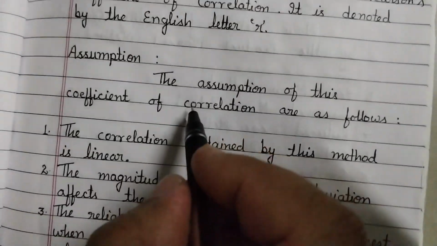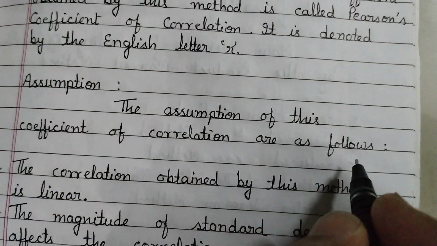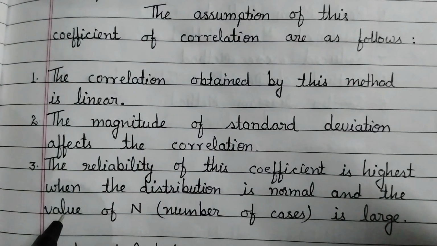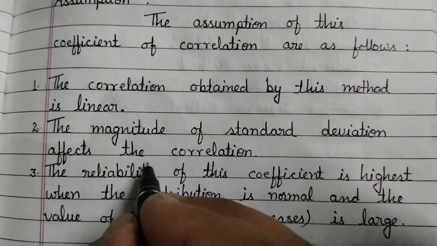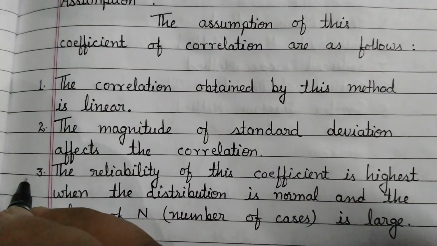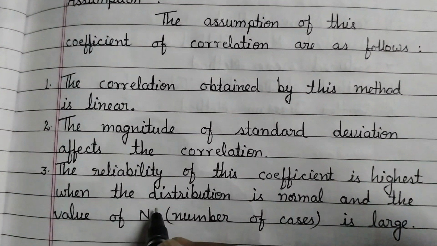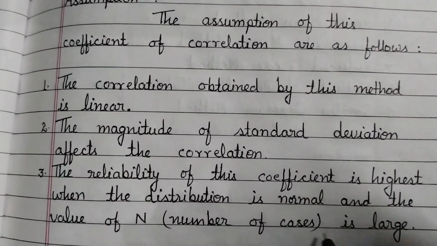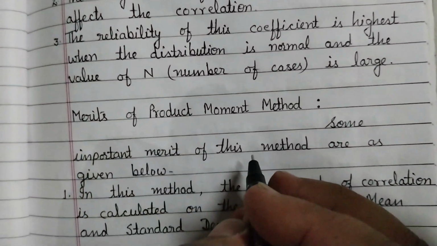Assumption. The assumptions of this coefficient of correlation are as follows. First, the correlation obtained by this method is linear. Second assumption is the magnitude of standard deviation affects the correlation. Third is the reliability of this coefficient is highest when the distribution is normal and the value of n, that is number of cases, is large. So these are the three assumptions in this product moment method.